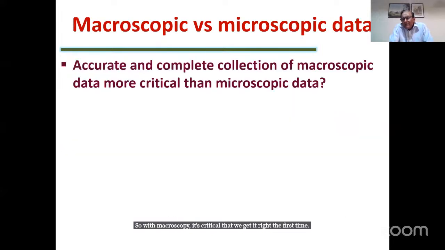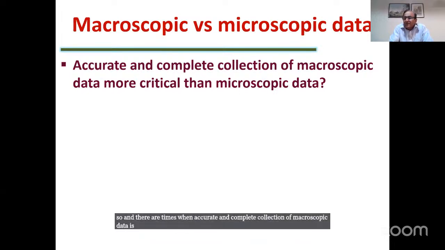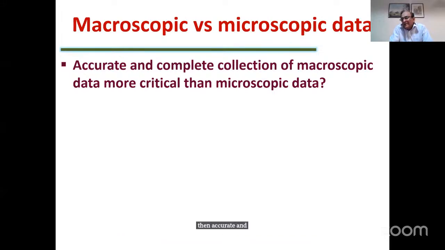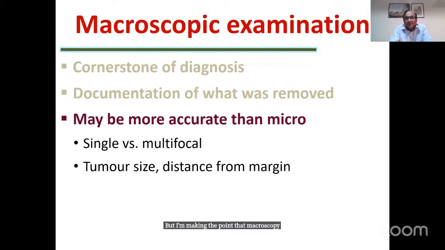There are times when accurate and complete collection of macroscopic data is probably more critical than accurate and complete collection of microscopic data. That doesn't mean microscopy is not important, but I'm making the point that macroscopy is at least as important. And there are times when macroscopy is more important than micro.